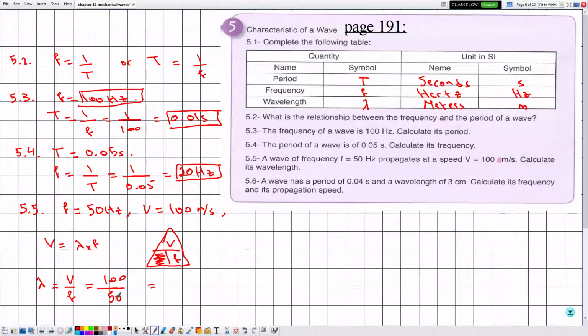So plugging this on the calculator, the value of lambda will be given by 2. Everything is expressed in the SI, so the value of lambda will be in the SI, which is meters. Then lambda is equal to 2 meters.